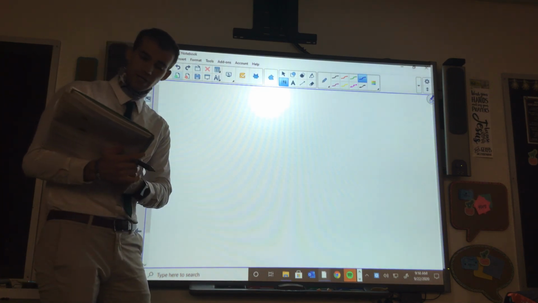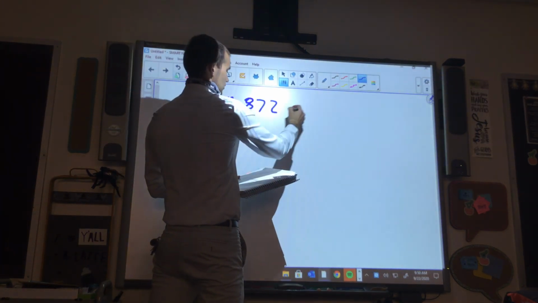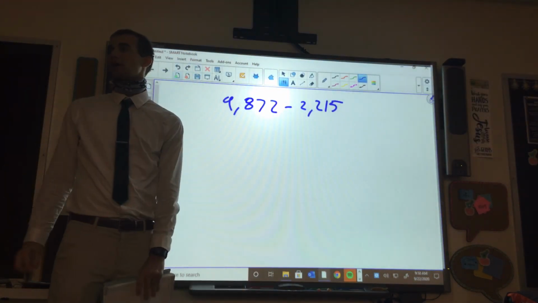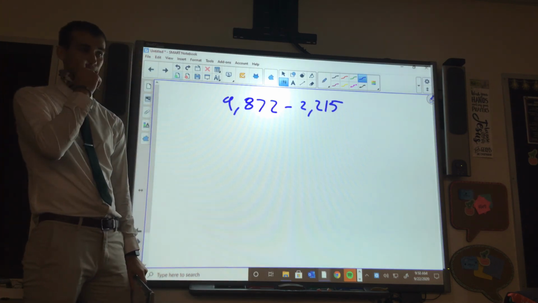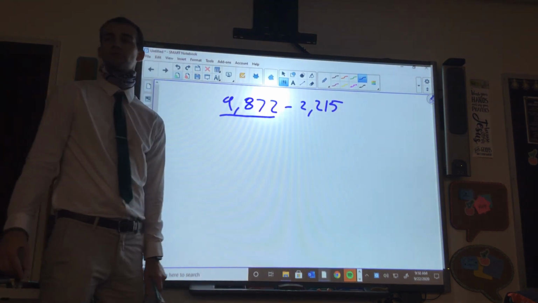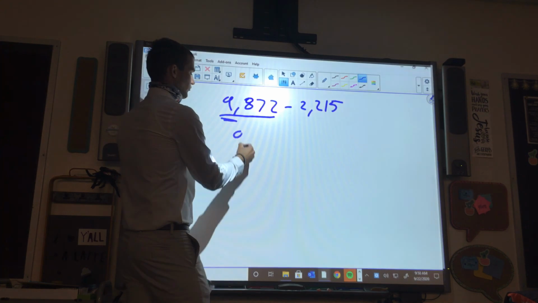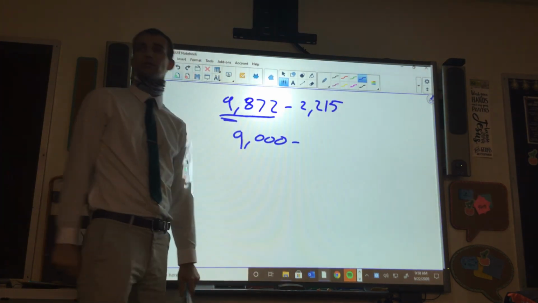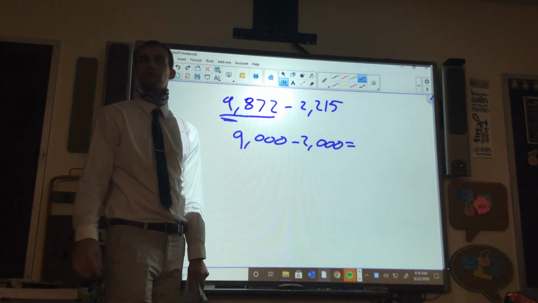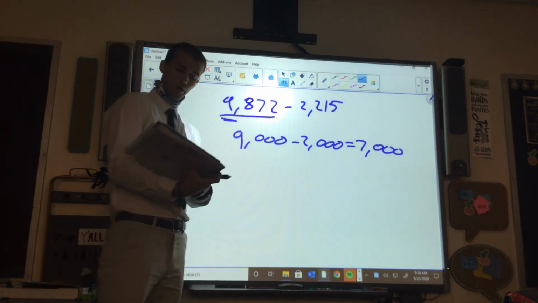Last thing we're going to do for today is a couple of subtraction problems. So we have 9,872 minus 2,215. 9,872 rounds to? Front-end estimation means you're using just the first number. 9,000. And 2,215 rounds to 2,000. So our grand total, everyone, is 7,000. Remember, we're subtracting.